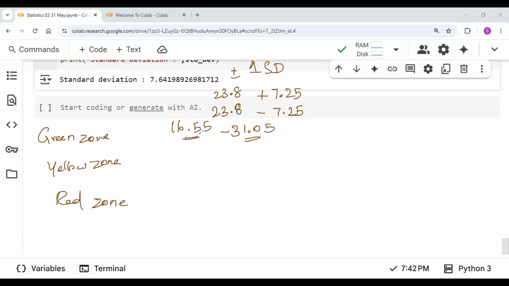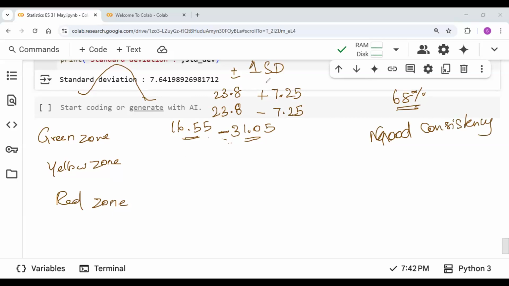So the majority of the deliveries fall here, which means 68% of your data falls in this range, the green zone. So it is good consistency. If data points fall between 16.55 and 31.05, 68% of your data is going to fall in this range. It tells you the data has good consistency.